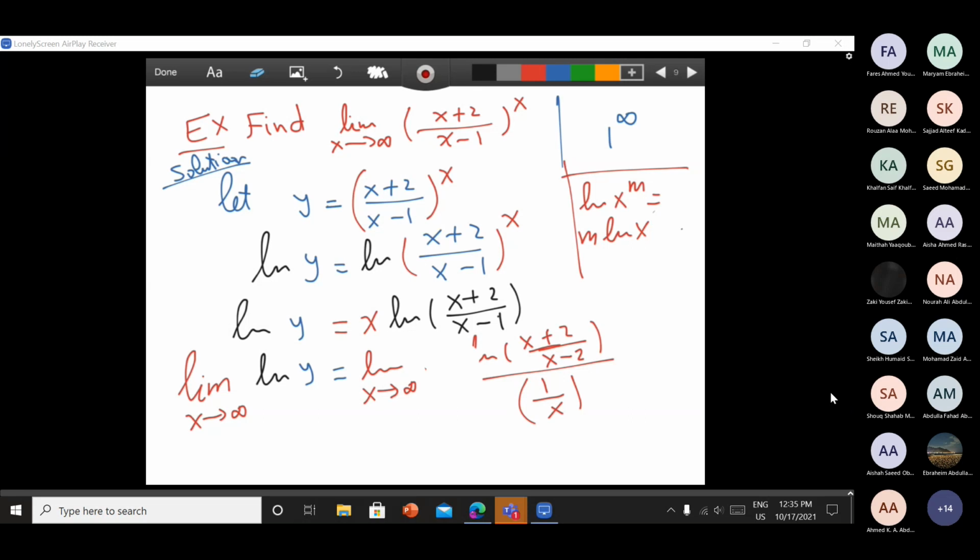Now, if I substitute, I will have 0 over 0, right? So when I substitute now, I will have 0 over 0. So using L'Hopital, yes, now I can use L'Hopital.